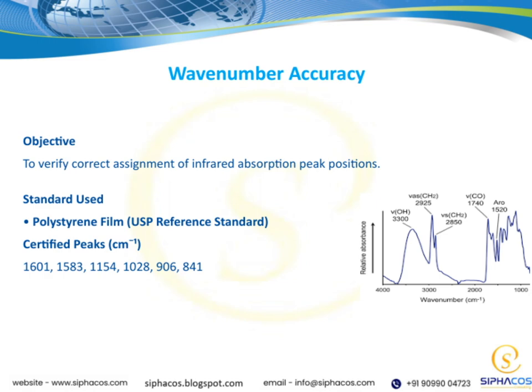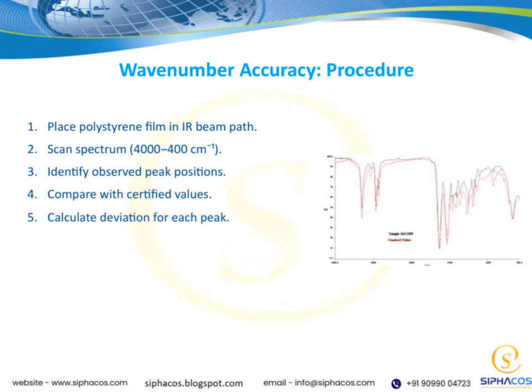So, in the context of our overall goal to ensure quality and precision, verifying wave number accuracy helps us maintain confidence in our spectroscopic measurements and the data we generate. All right, let's walk through the procedure for checking wave number accuracy.